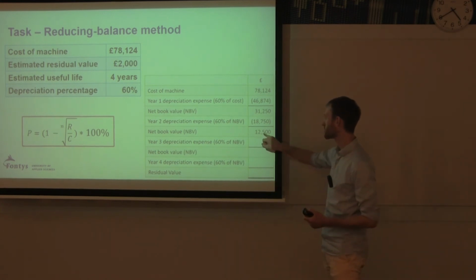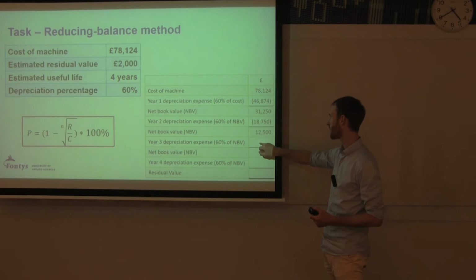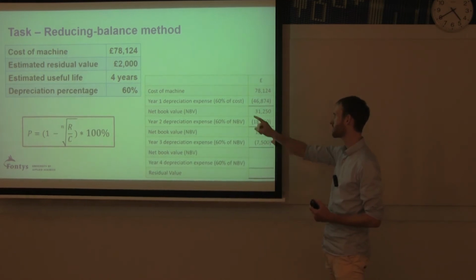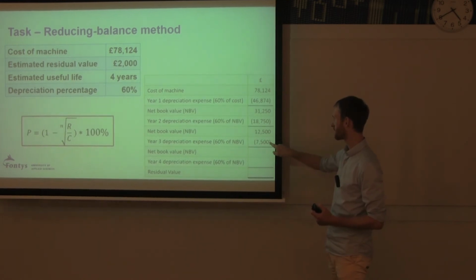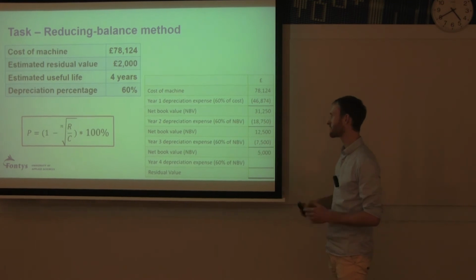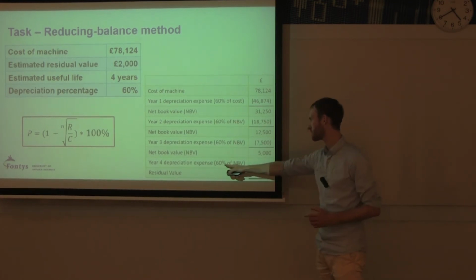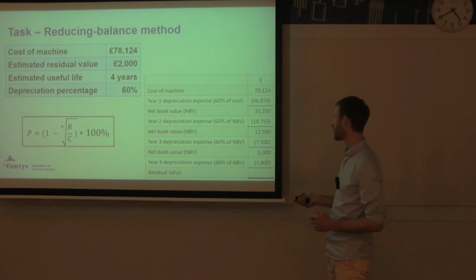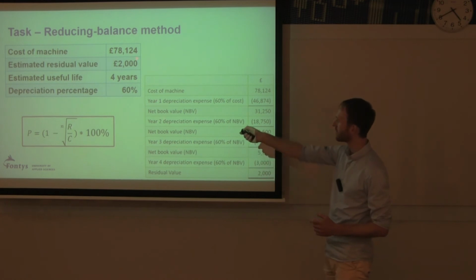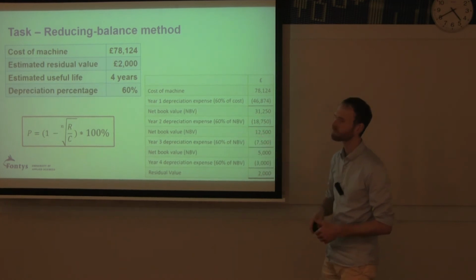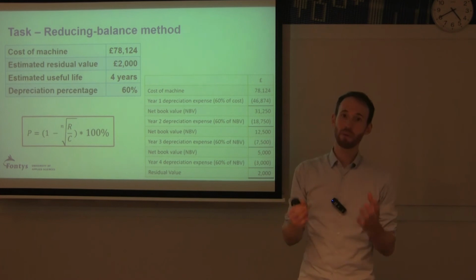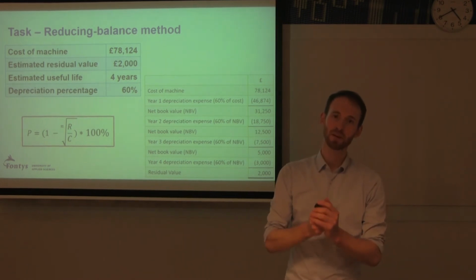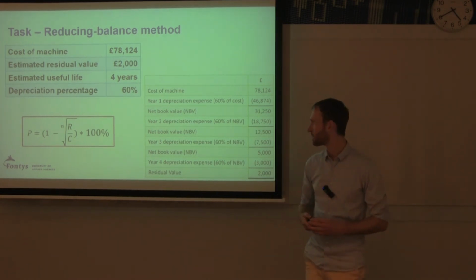For year 3, we also take, again, 60% of the net book value, so 7,500. So if we take this, multiply it with 60% again, we get to 7,500. This minus this gives us 5,000. And we do it again, 5,000 multiplied with 60% gives us 3,000. And 5,000 minus 3,000 gives us 2,000, which is the residual value. And now we know how much depreciation is charged to the income statement at each year of the asset's ownership.